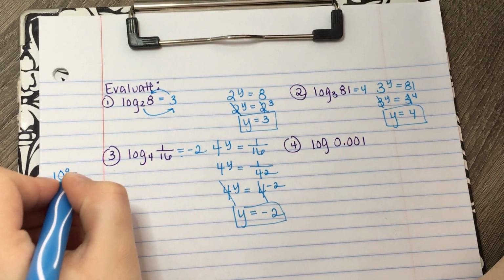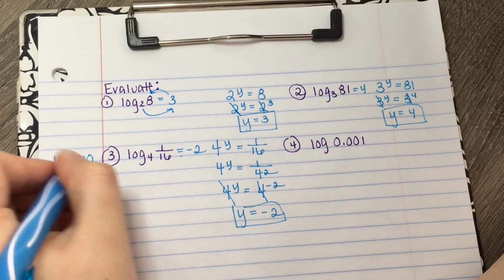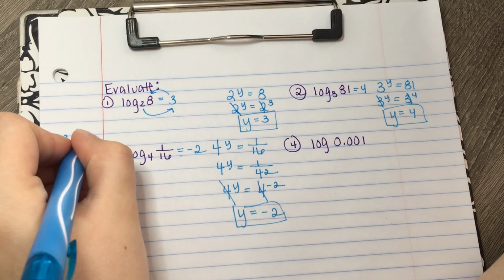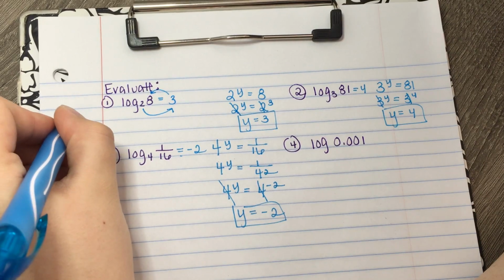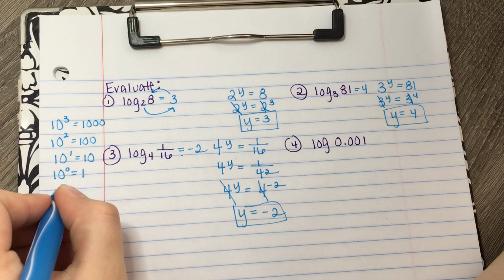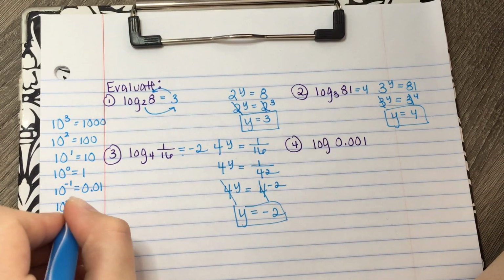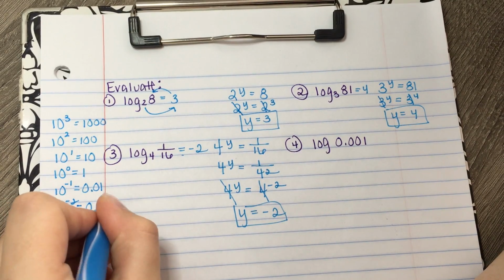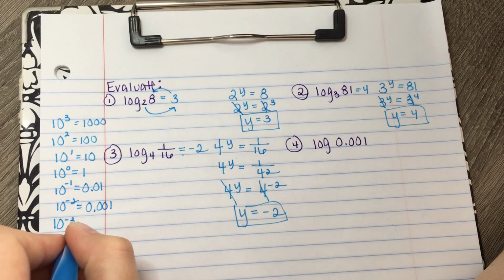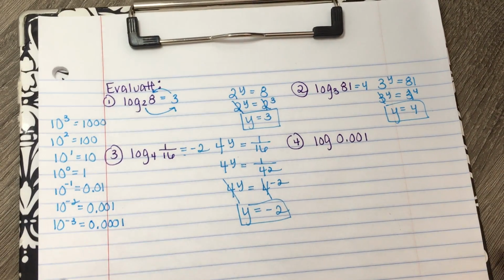Like here, 10 to the 0 is just 1. 10 to the first power is 10. See, 1 0. 10 squared has 2 zeros. 10 to the third has 3 zeros, and so on. The negatives work the same exact way. Okay, 10 to the -1 has 1 zero. 10 to the -2 has 2 zeros after the decimal. 10 to the -3 has 3 zeros after the decimal, so you can follow those patterns there.